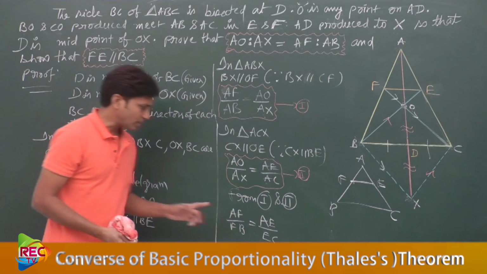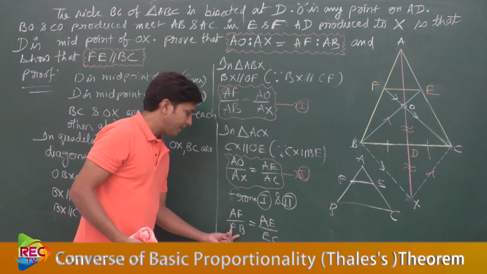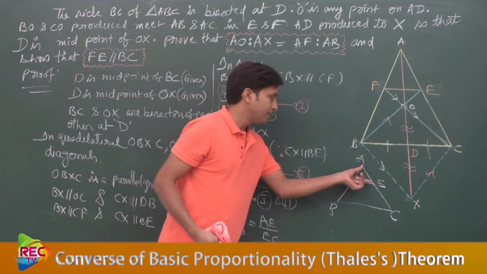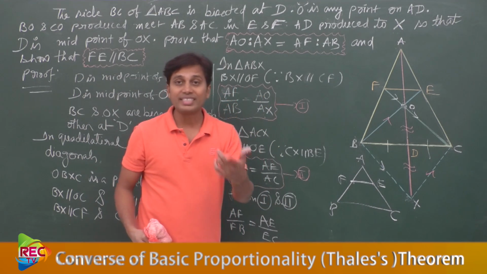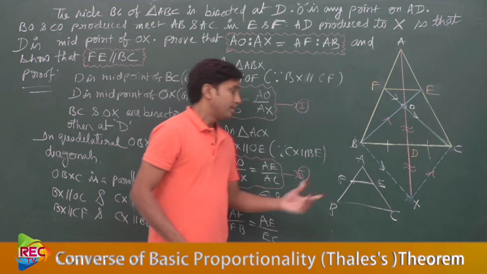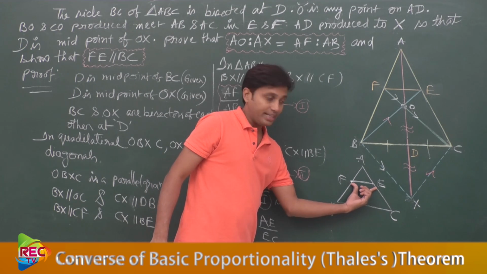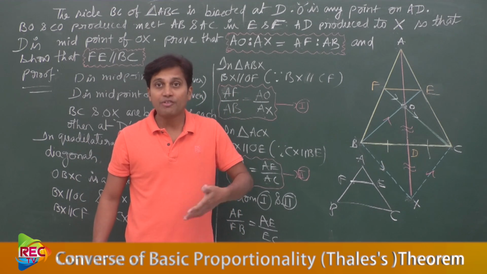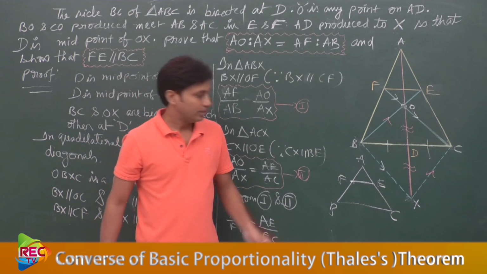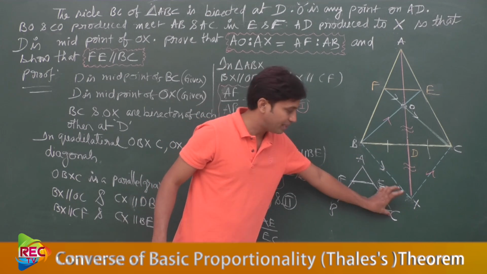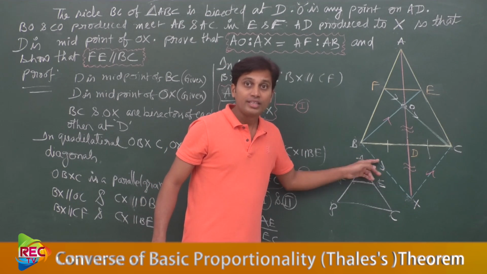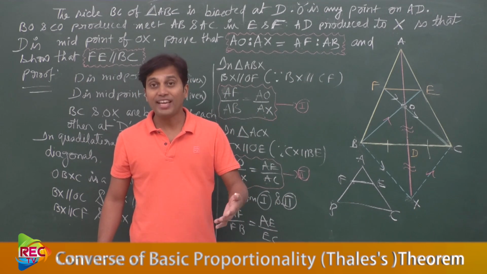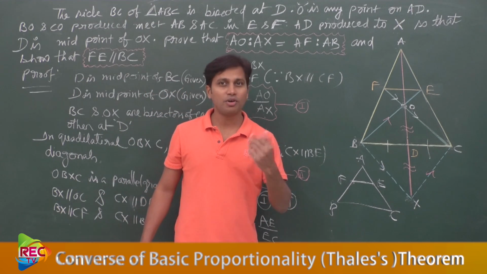Now, what did you observe? AF by FB, see here, AF by FB is equal to AE by EC. That means what is it doing? Exactly, this FE line is dividing AB and AC in equal ratios, proportionately. So AF by FB equal to AE by EC. That means one line is dividing two sides of a triangle in the equal ratio. So can we apply the converse part of the Thales theorem or not?